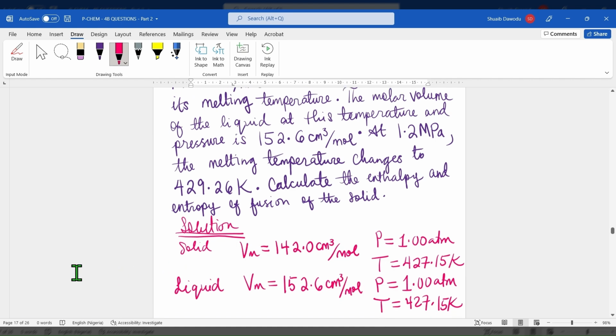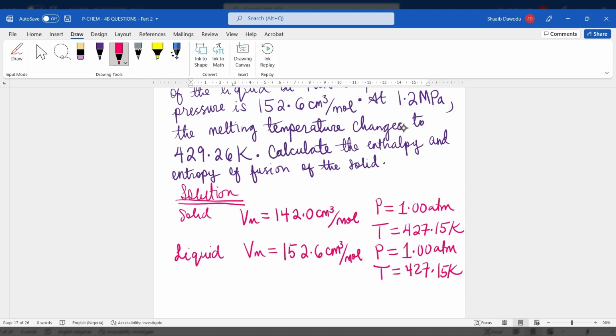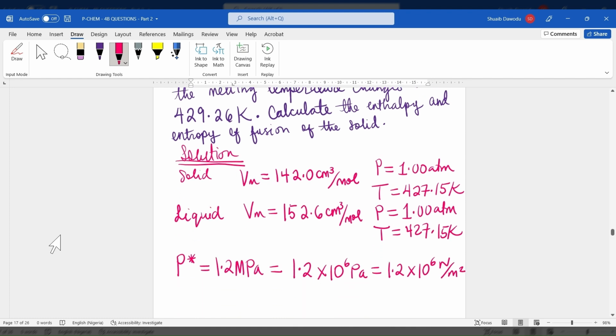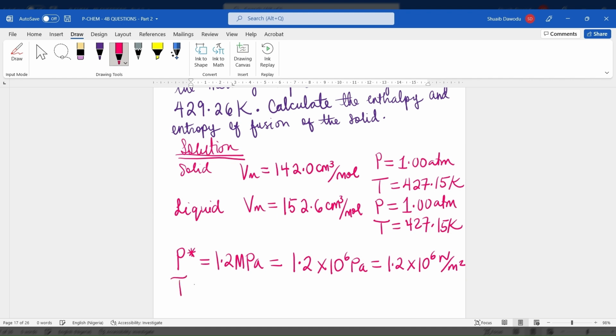Then we're told at 1.2 megapascal, the melting temperature changes to 429.26 Kelvin. So what this is telling us is that we're going to have a new pressure, which we can call P star, 1.2 megapascal, which is also 1.2 times 10 to the power of 6 Pascal, or 1.2 times 10 to the power of 6 Newton per meter squared. And the temperature changes, so T star is 429.26 Kelvin.